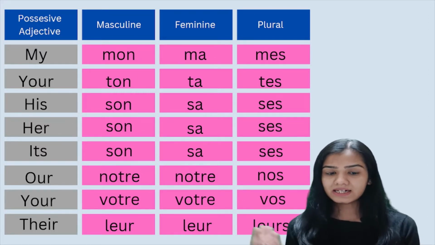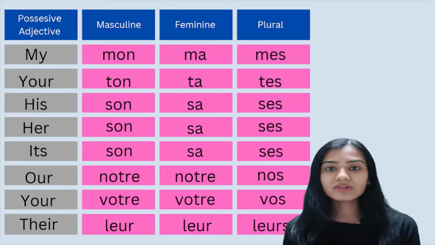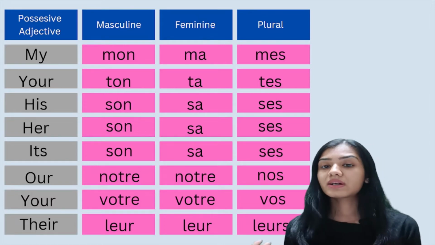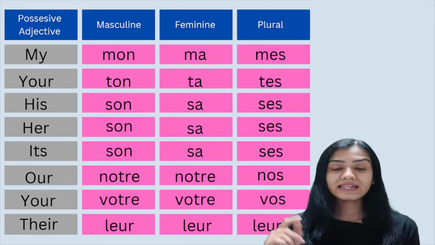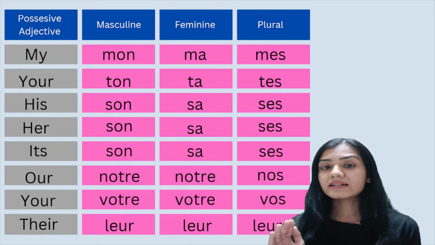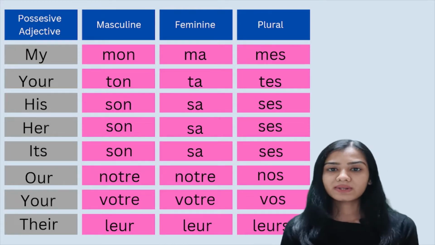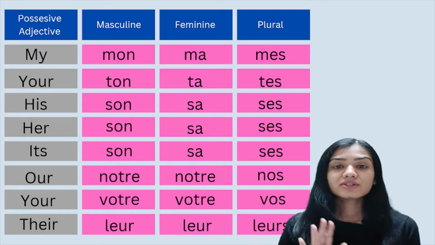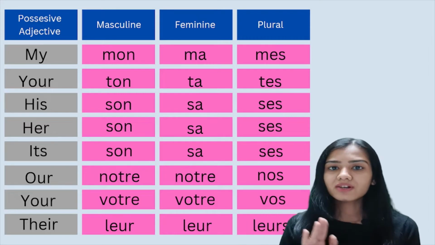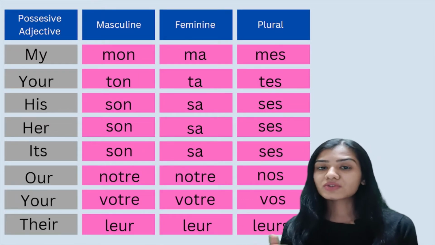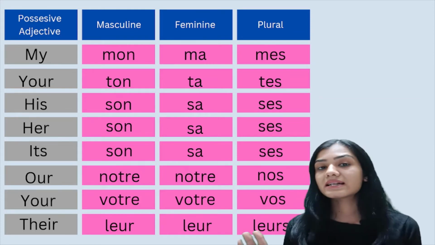For our, it's notre, notre, nos. For your, it's votre, votre, vos. And for their, it's leur, leur, leurs. All right? Same pronunciation of all these three in line. So let's see once again. It's mon, ma, mes, ton, ta, tes, son, sa, ses, notre, notre, nos, votre, votre, vos, and leur, leur, leurs.